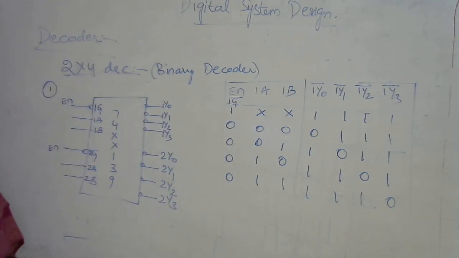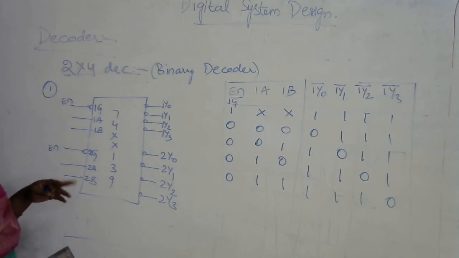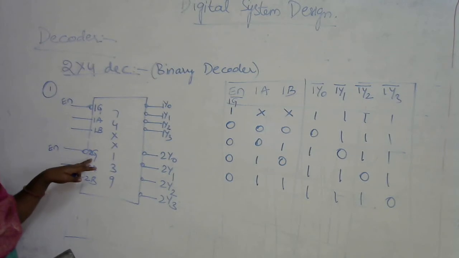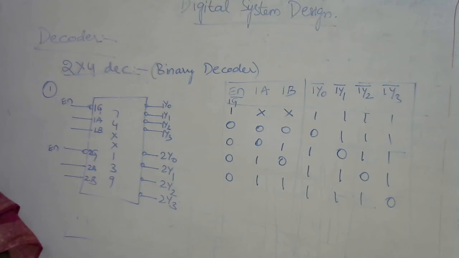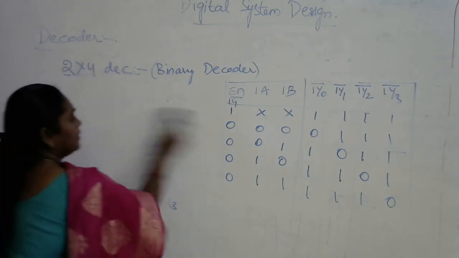This is how to write down the truth table of a 74139 IC, only for the first half. Similarly, if you want to write down for the second half, it will function when 2G is equivalent to 0 and the outputs will be 2Y0, Y1, Y2 and Y3. This is all about a 2 by 4 decoder using a 74139 IC.